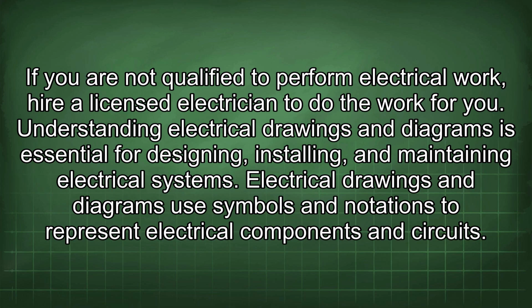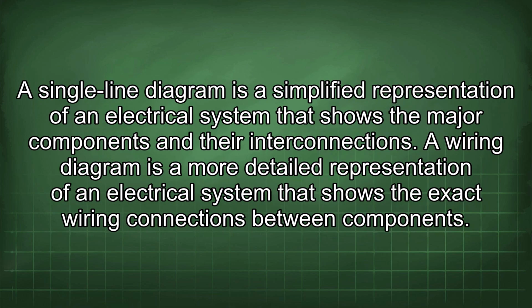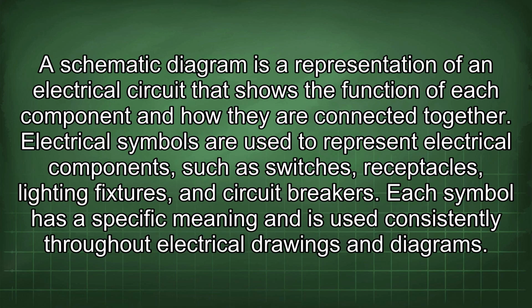Understanding electrical drawings and diagrams is essential for designing, installing, and maintaining electrical systems. Electrical drawings and diagrams use symbols and notations to represent electrical components and circuits. A single-line diagram is a simplified representation of an electrical system that shows the major components and their interconnections. A wiring diagram is a more detailed representation that shows the exact wiring connections between components. A schematic diagram is a representation of an electrical circuit that shows the function of each component and how they are connected together.